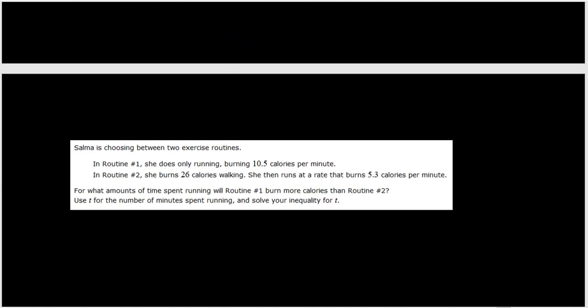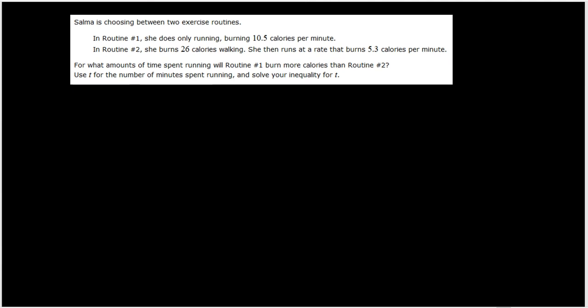The next word problem: Sam was choosing between two exercise routines. In routine 1, she does only running, burning 10.5 calories per minute. In routine 2, she burns 26 calories walking, then she runs at a rate that burns 5.3 calories per minute. For what amounts of time spent running will routine 1 burn more calories than routine 2? Use T for the number of minutes spent running and solve your inequality for T.